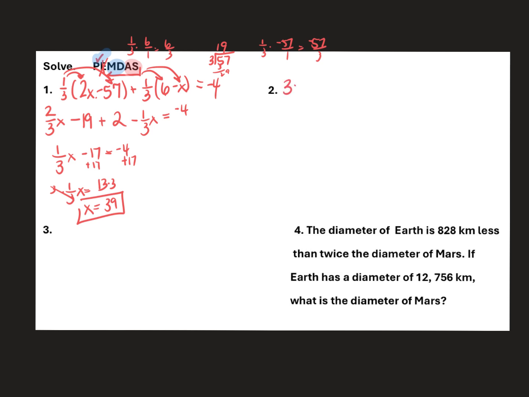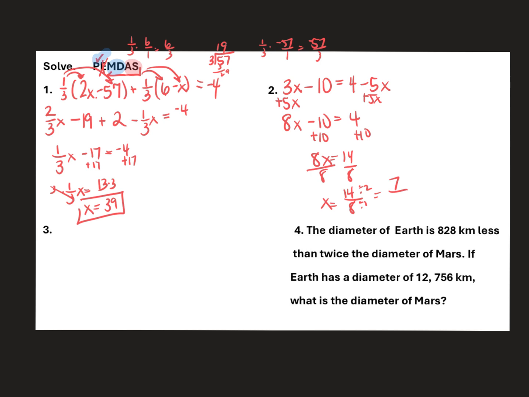Number 2, an easy one from a long time ago, 3x minus 10 equals 4 minus 5x. I'm going to add 5x first. Many teachers will tell you to move the smallest variable to the largest, and negative 5 is smaller than 3. That should give you a whole number. 8x minus 10 equals 4. Add 10. 8x will equal 14. Divide by 8. It does not work out evenly, so we'll leave it as 14 over 8 and divide both of these by 2. So 7 over 4 is my final answer there.